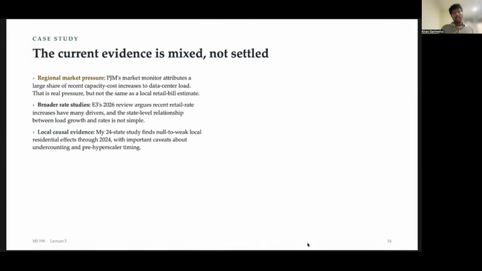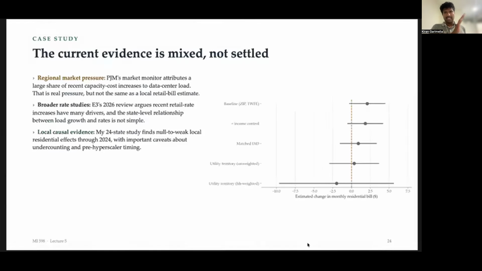And my own study, which I can point you to in a second, shows that the causal effects of data centers are minimal. You have at most around a $2 increase in electricity prices. There are a lot of caveats in this. These are effects through 2024, where these hyperscaler buildups have not happened yet, and so on.